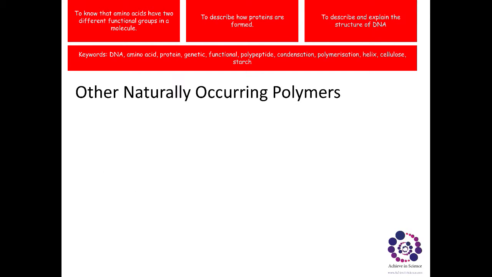Other naturally occurring polymers include starch, cellulose.